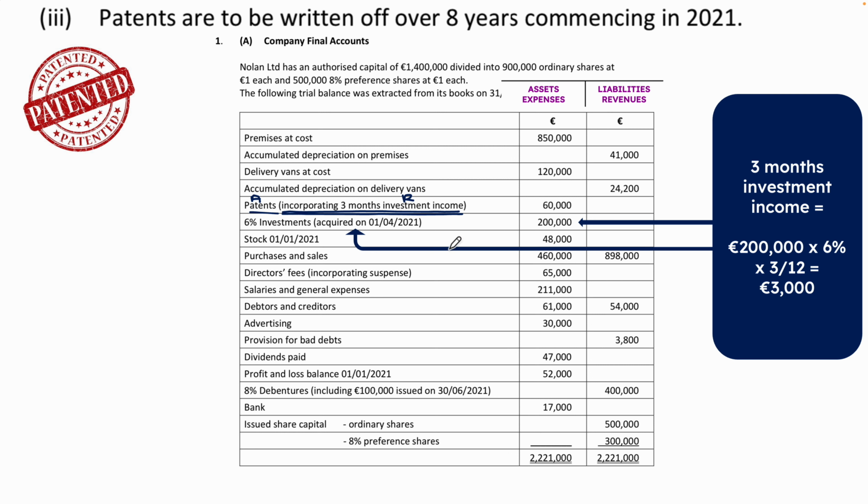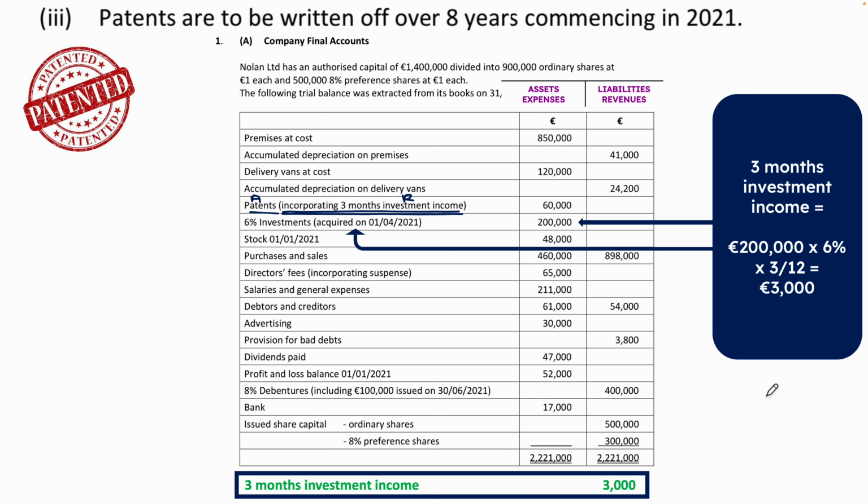So if we were just to calculate how much 3 months investment income is, we would look at the 200,000 investments, multiply them by 6%, and then multiply it by 3 over 12. And that gives us €3,000 as the investment income. Now, if the bookkeeper had their wits about them, they would know to put investment income into the investment income account. And just to show you here, if we were to put it in correctly, it would go on the credit side, because it is a revenue account, right? But the silly bookkeeper put it into the patents.